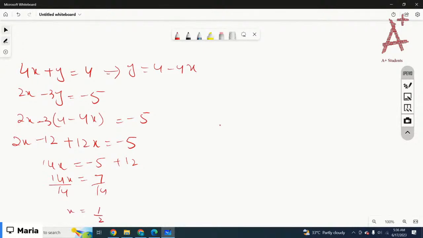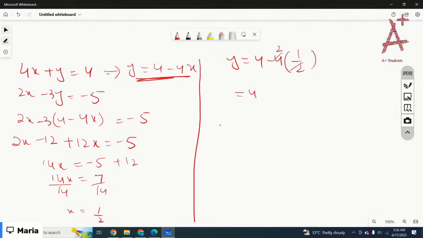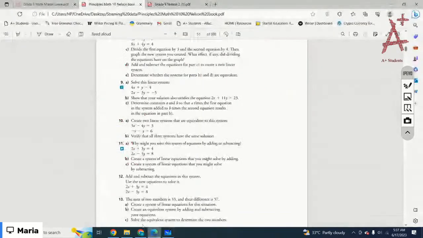Got it? Just put x equals 1 over 2 in this equation and find the value of y. It would be y equals 4 minus 4 times 1 over 2. So 4 times 1 over 2 is 2, so it would be 4 minus 2 equals 2. That means the solution of the system is 1 over 2 and 2. Got it?